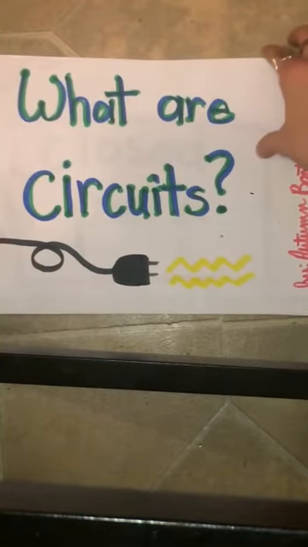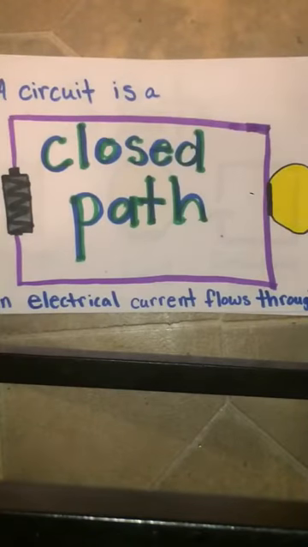What are circuits? A circuit is a closed path that an electrical current flows through. The word circuit kind of sounds like the word circle. This can help you remember that circuits must start and end at the same point because a circle starts and ends at the same point.